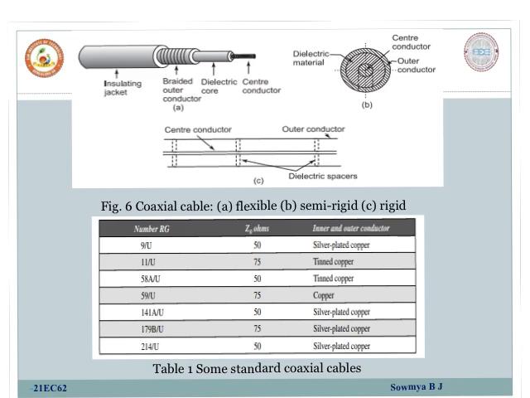And coming to the tabular representation of some standard coaxial cables, this is the number of the coaxial cable and this is the impedance in ohms and this is the inner and outer conductor, what it is made up of, what type of metal we use.